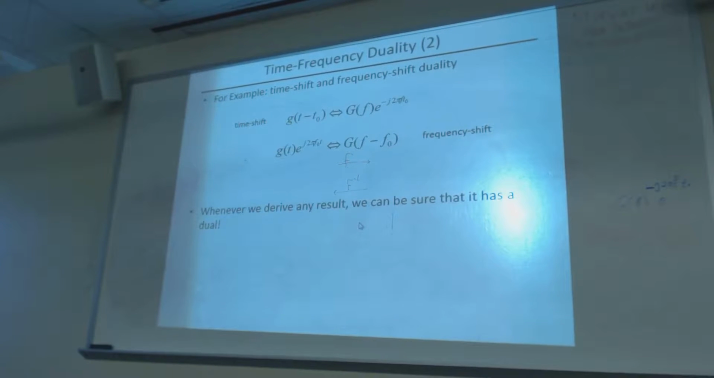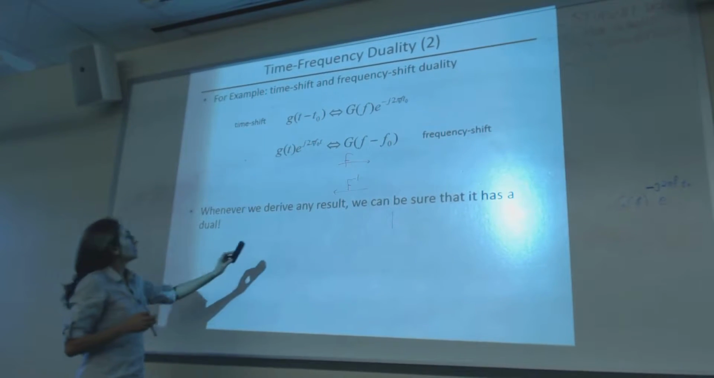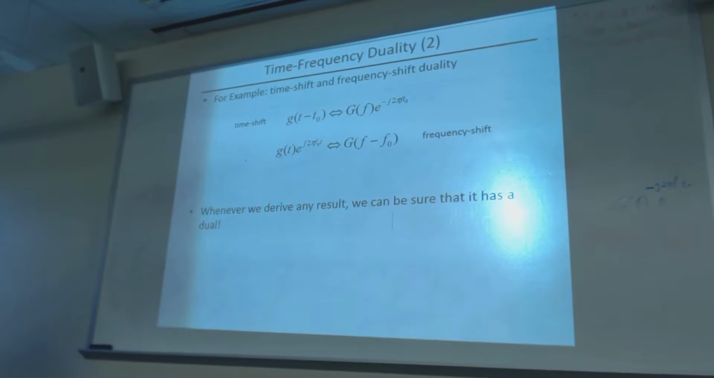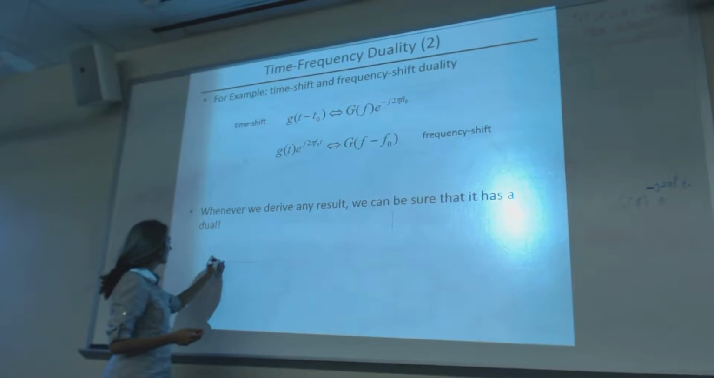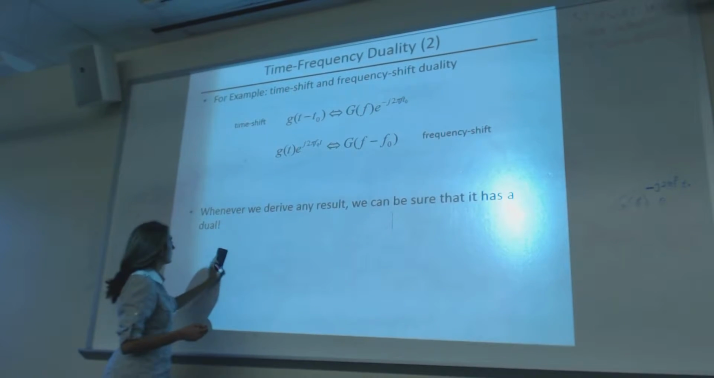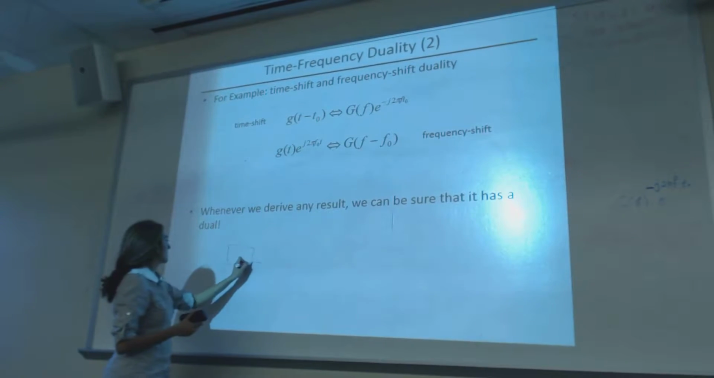So now let's look at some of the properties. Here, we discussed time shifting and frequency shifting. This is what we also had in the quiz. If I shift the signal in the time, let's say I have some g of t, this is my g of t.